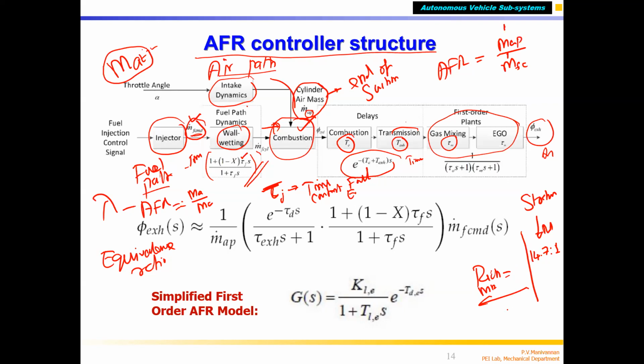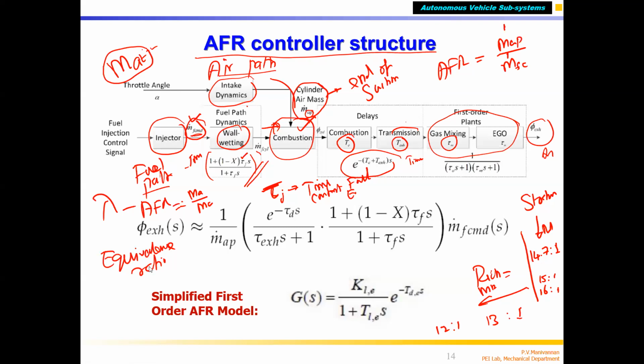Rich means the air quantity is less. Fuel you are maintaining the same, air quantity is less, which means more fuel is there. So you say 13 is to 1 or 12 is to 1. But lean means the opposite: air is more, fuel is less, say 15 is to 1, 16 is to 1. This is called lean. But it doesn't make sense, correct? What the Americans say and what the British say is not consistent. When I say rich, it should be a bigger number, so more fuel.